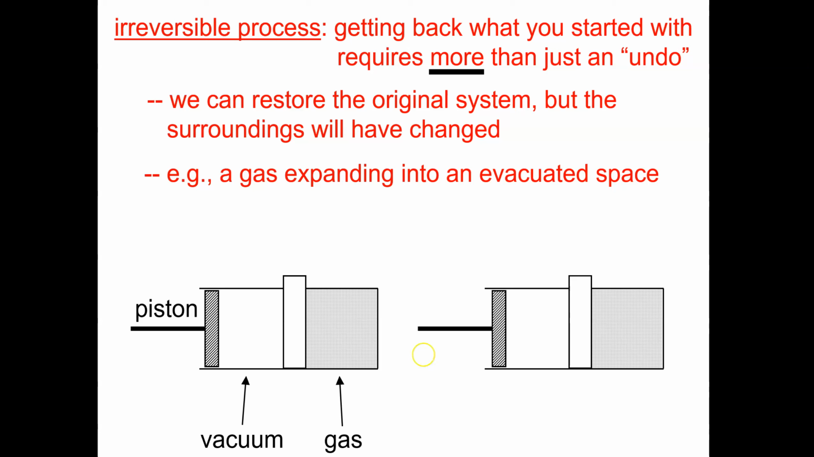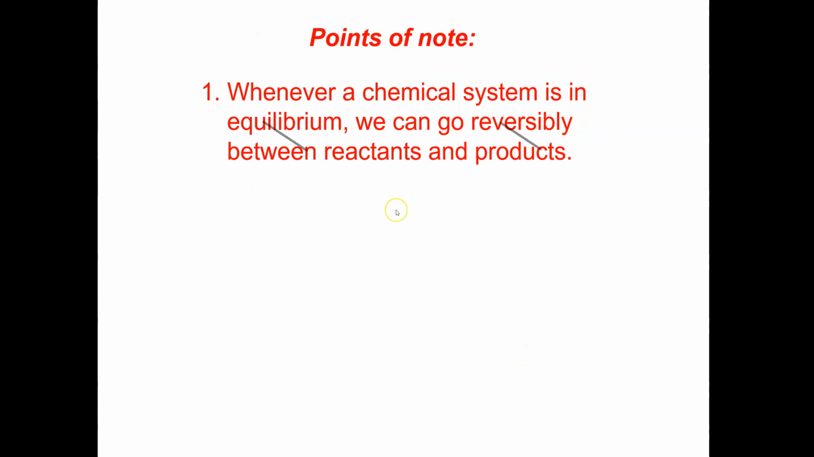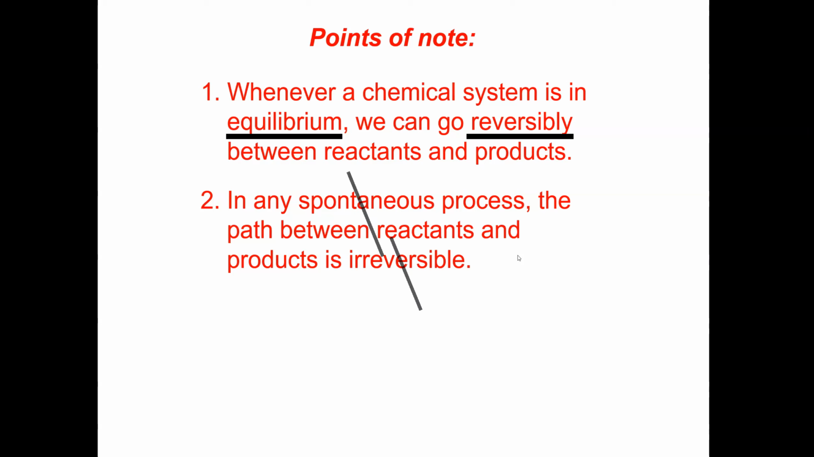And usually this is a little more difficult because I would have to add more gas or pull the piston. So, points of note. Number one, when a chemical system is in equilibrium, we can reversibly go between a reactant and a product. And again, this goes back to equilibrium points. The second one, in a spontaneous reaction, or one that is thermodynamically favored, the path between the reactants and the products is irreversible.